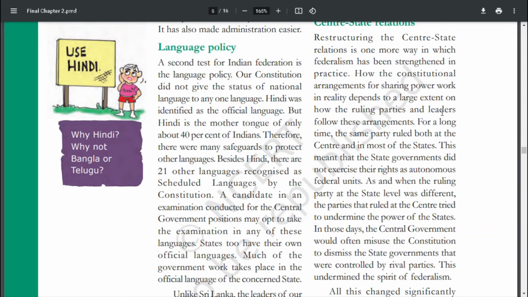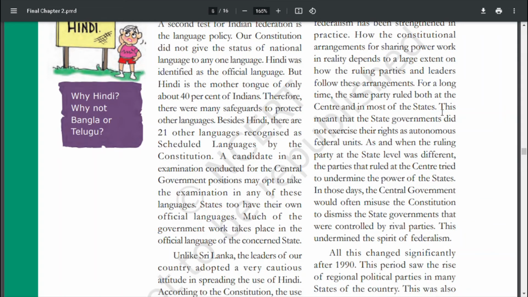Besides Hindi, there are 21 other languages recognized as scheduled languages by the Constitution. A candidate in an examination conducted for the central government positions may opt to take the examination in any of these languages. States too have their own official languages. Much of the government work takes place in the official languages of the concerned state.